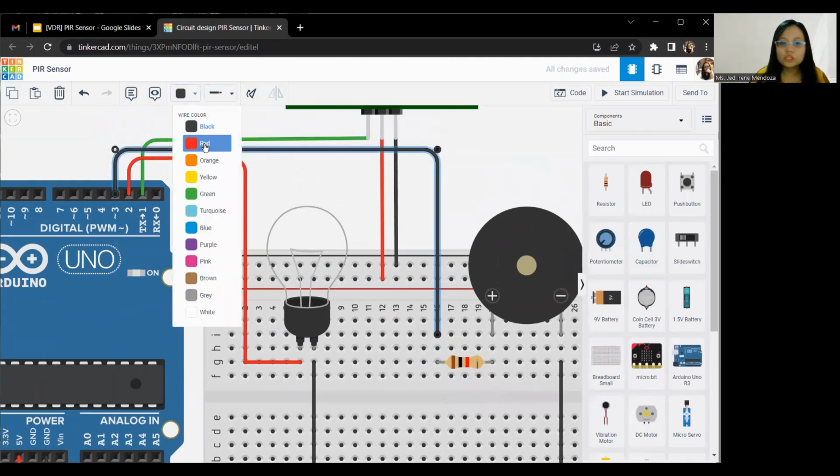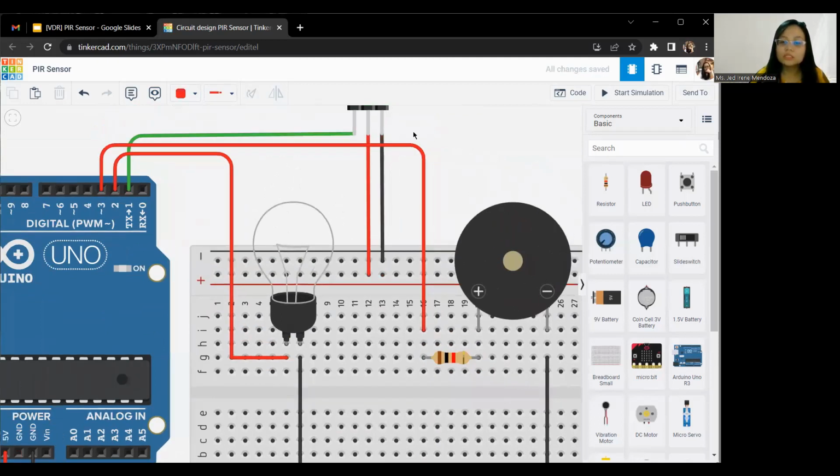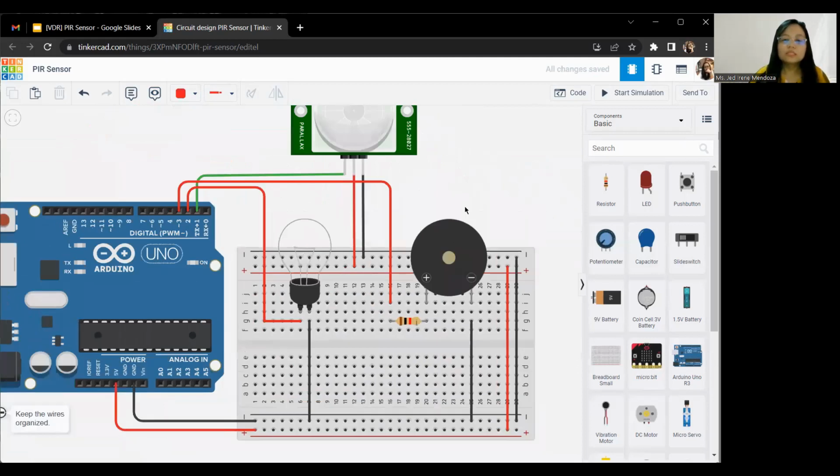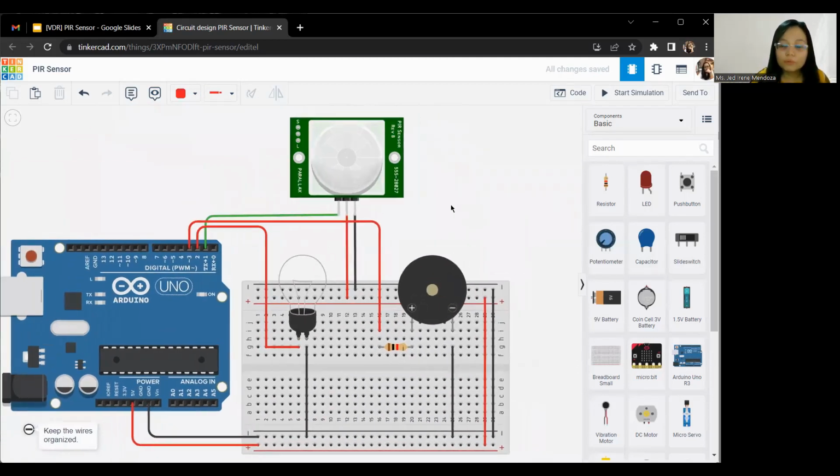And then of course, I'll change the color to red. That indicates a positive connection. So this is how we connect all of our components together. So we have here the Arduino Uno R3, breadboard, a PIR sensor, light bulb, resistor, and a piezo.